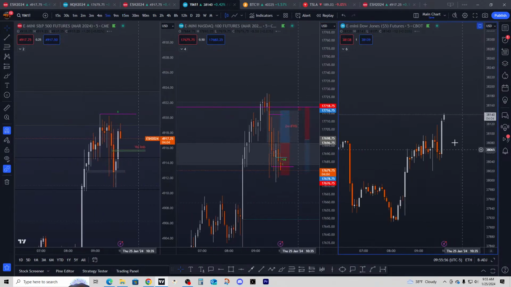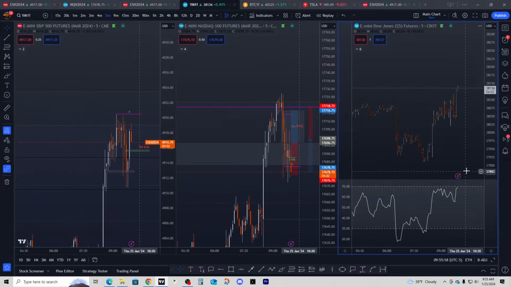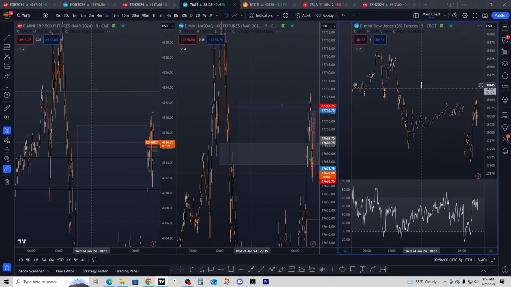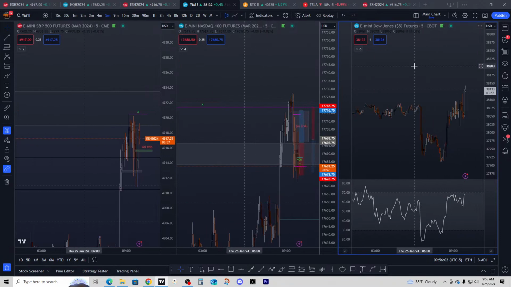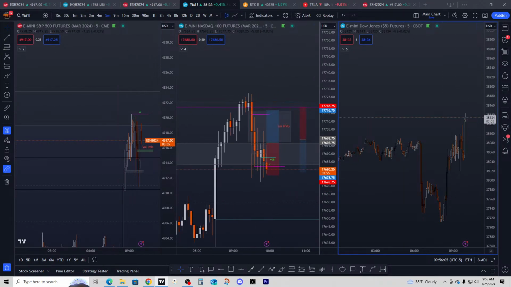Just out of sync right now. Look at that 5-minute closure here on Dow. It's digging very, very high up into this area. But these are holding lower, so that's a low probability condition.